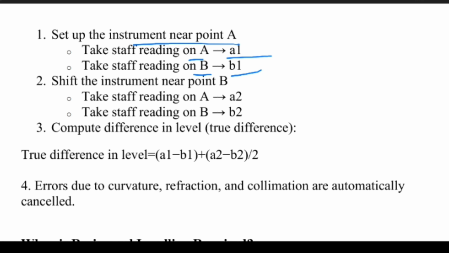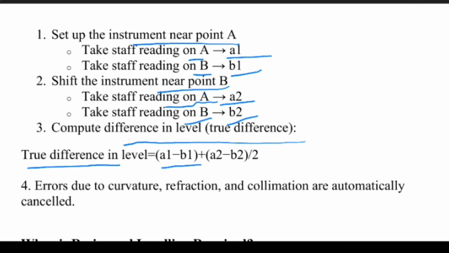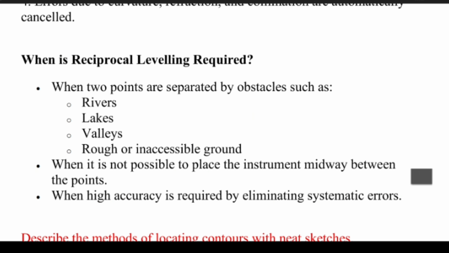You can see that. Next, shift the instrument to point B and take the staff readings, a2 at A and b2 at B. Then compute the difference. We have a formula for the difference: the true difference equals a1 minus b1 plus a2 minus b2, total divided by 2. The errors due to curvature, refraction and collimation are automatically cancelled by using this method.